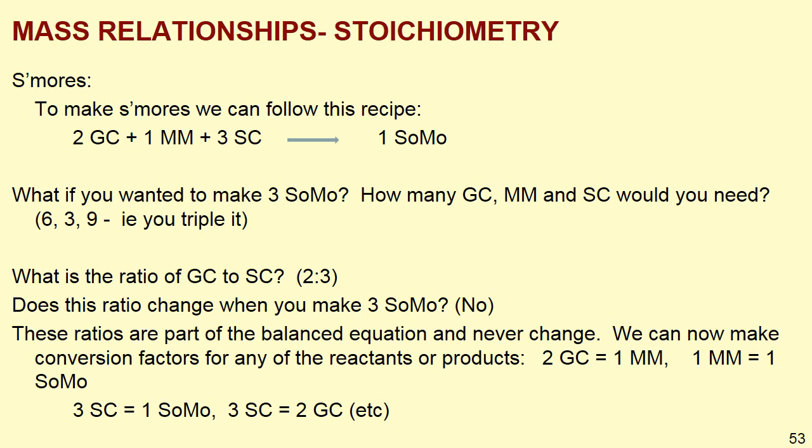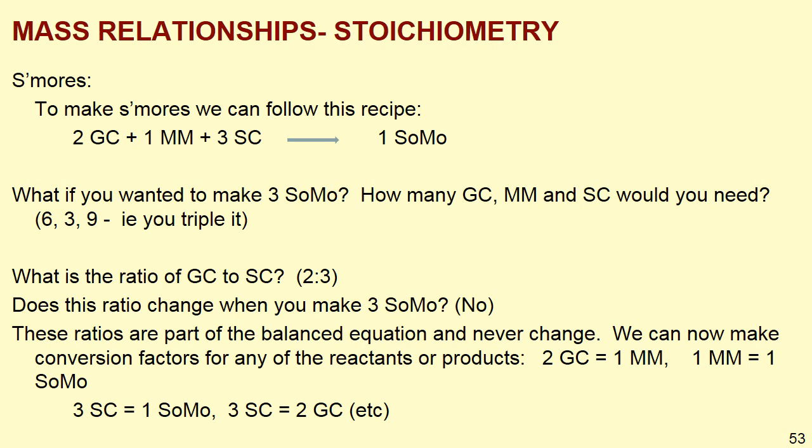So before we talk about stoichiometry or mass relationships, let me do an example from everyday life. All right, so if you want to make a s'more, in this case, I'm going to use my recipe, which says that I need 2 graham crackers, 1 marshmallow, and 3 squares of chocolate. If I add those together, I will make 1 s'more. So we can see that the ratio is 2 graham crackers to 1 marshmallow to 3 squares of chocolate, and together they make 1 s'more. So what if you wanted to make 3 s'mores?